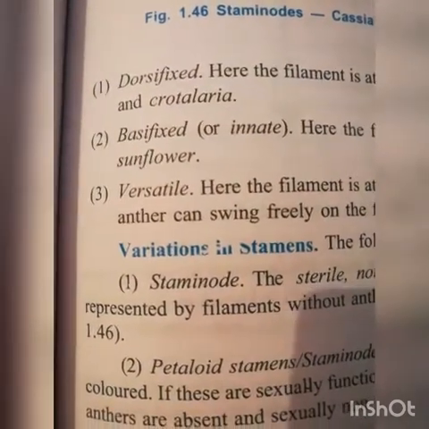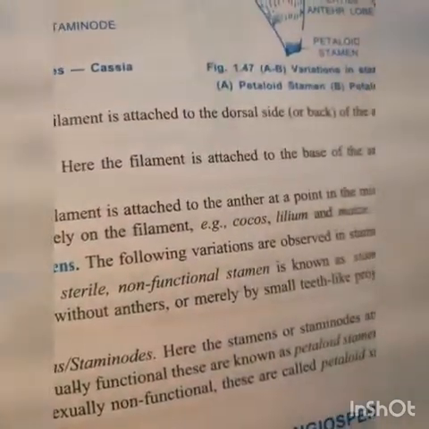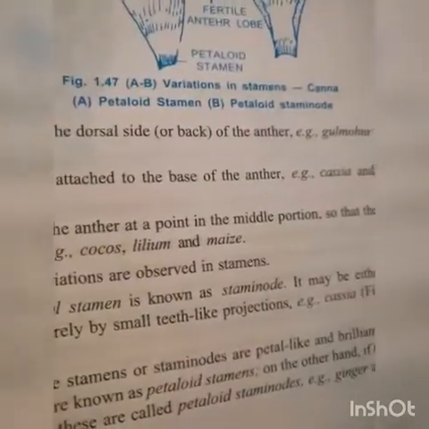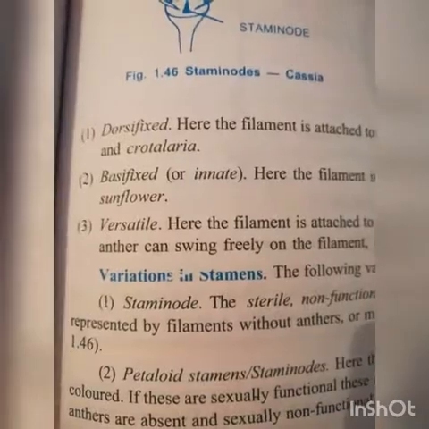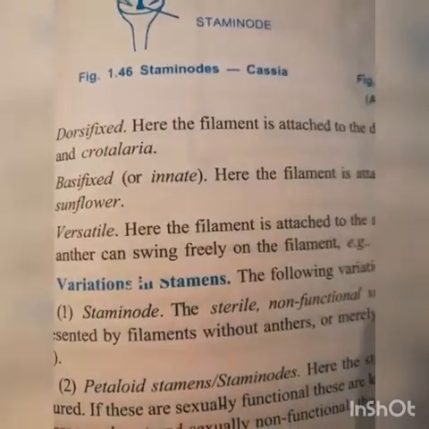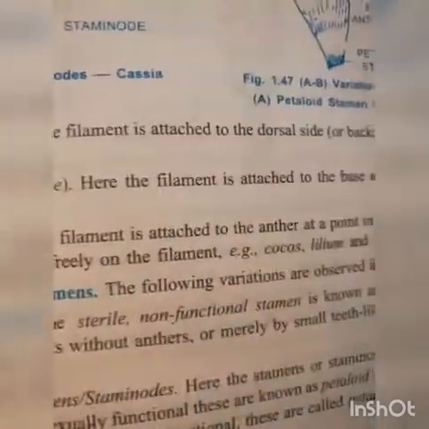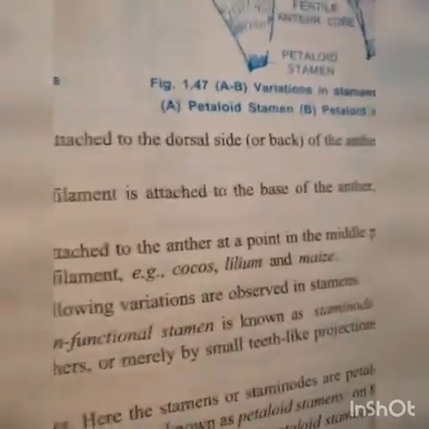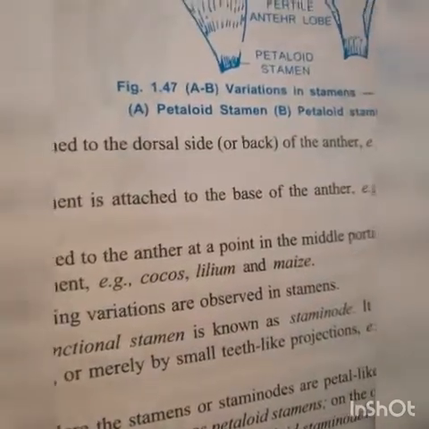Third one, versatile. Here the filament is attached to the anther at a point in the middle portion so that the anther can swing freely on the filament. Example, Cocos nucifera, Lilium and maize.